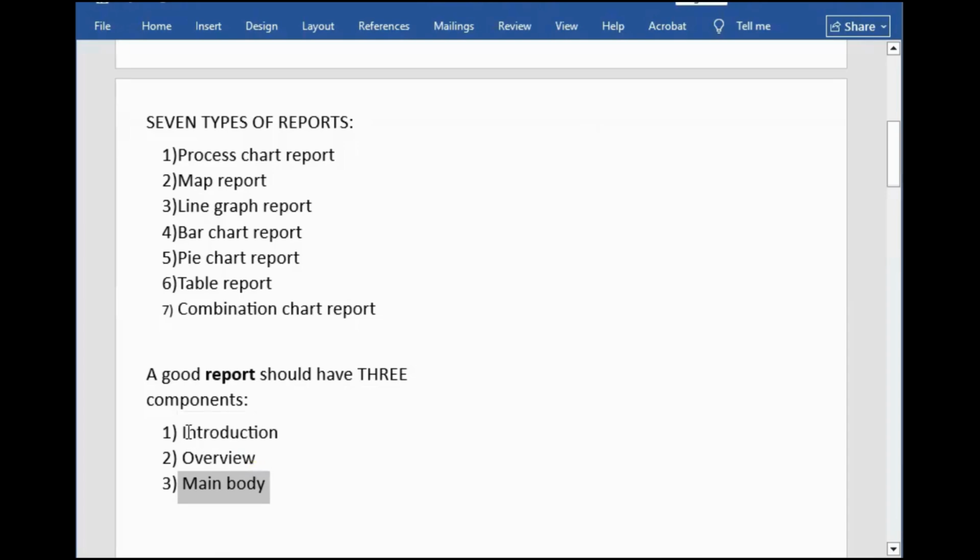Which of these three components usually gives you problem when it comes to academic task one? Is it the introduction, or is it the overview, or is it the main body? Somebody say, or is it everything? It can't be everything. Please don't let it be everything. I want you to type in the chat box. Which one gives you problem? Which one gives you headache?